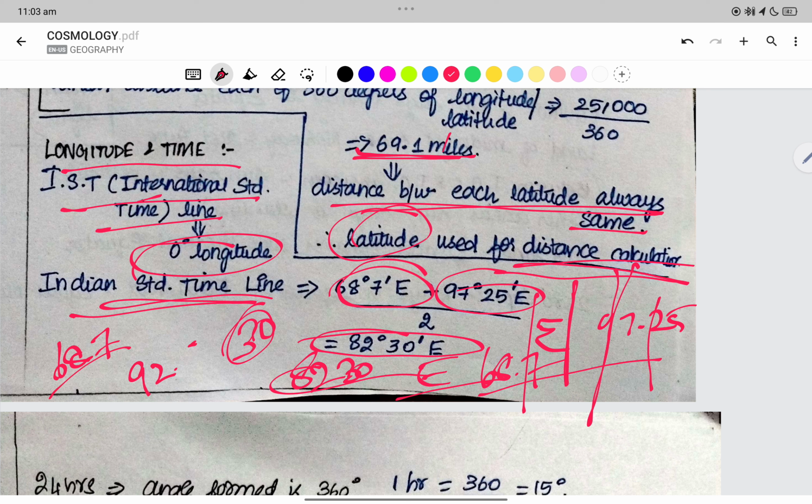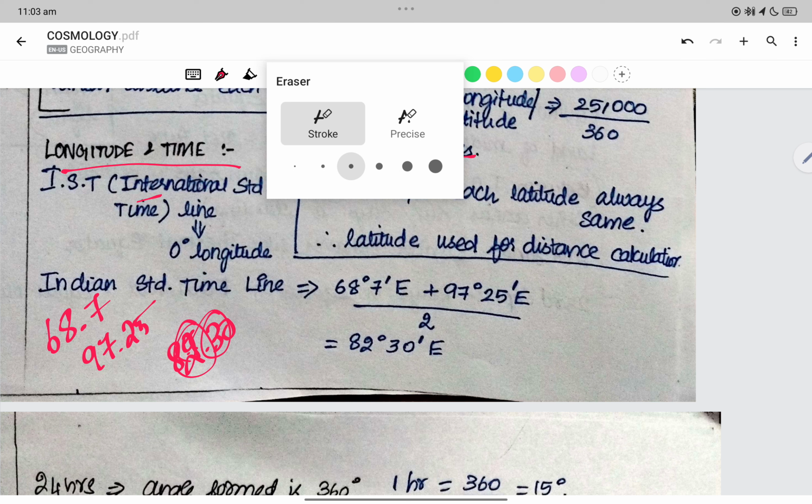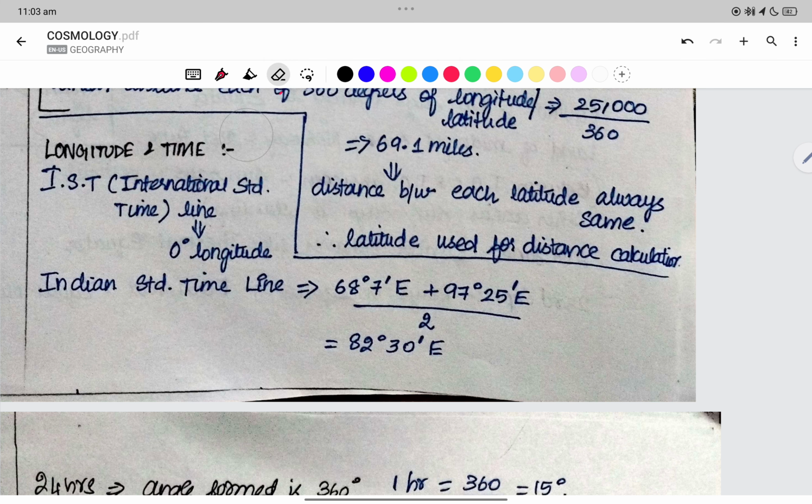68.7 and 97.25. We add them, and we get 82.30, which is the Indian Standard Time meridian.